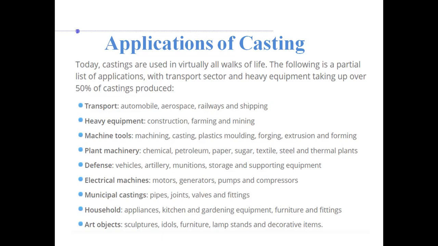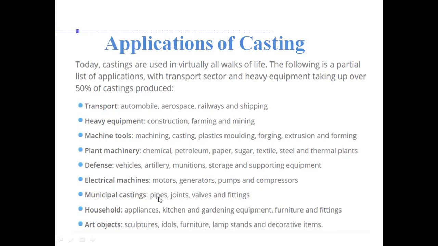Machining, casting, plastic molding, forging, extrusion and forming, right? All these processes are there in plant machinery, defense, electrical machines, right? Motors, all those motor housings, generators, pumps and compressors as well. So as I said, in machining, we have milling and planing, shaping, right? All those are required even after casting. For final dimension control, we'll make use of other machining methods, okay? But as I said, the first primary shaping is done using the casting process.